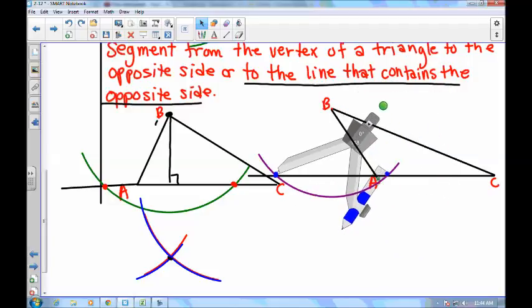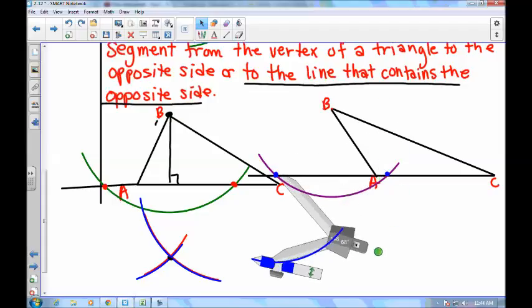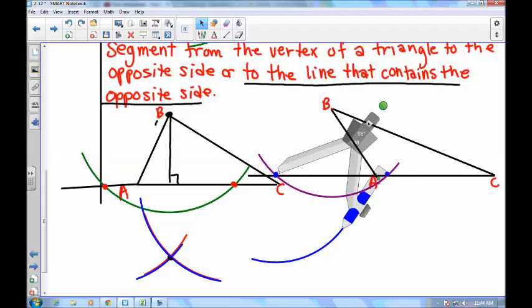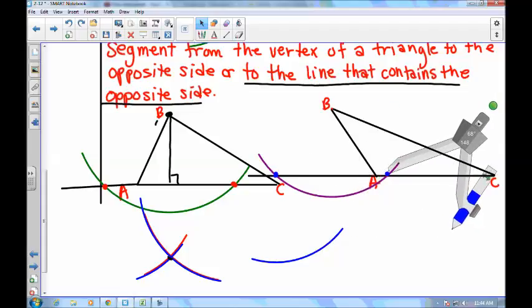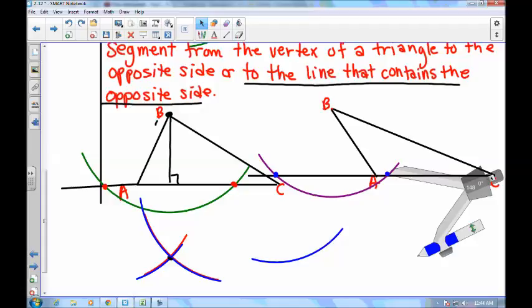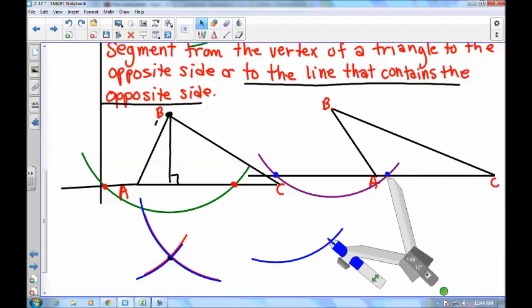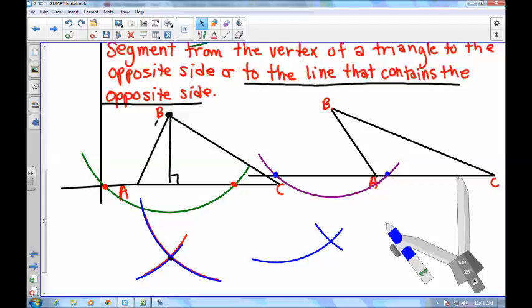Okay, put it on one of those endpoints or the intersections. And below, we need an arc. Move it to the other intersection. And I'm going to rotate this down a little bit. We just need the third arc to intersect the second arc. If you've done that, please give the ruler to your neighbor, or the compass to your neighbor. Okay, you just line up your ruler from B to that intersection and drop the perpendicular. That creates the altitude, which is like the height of the triangle.